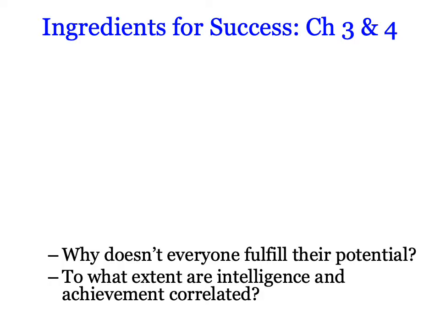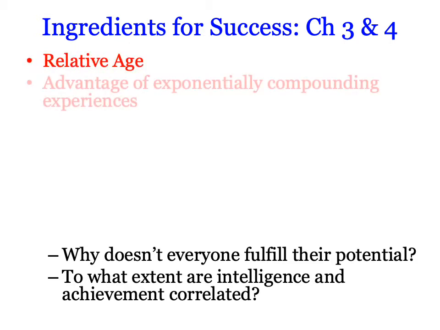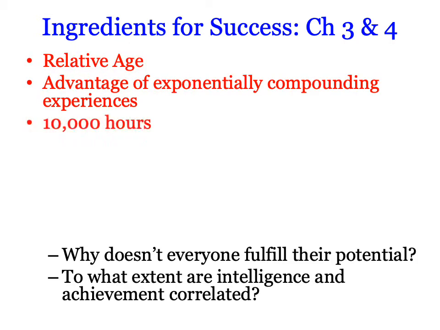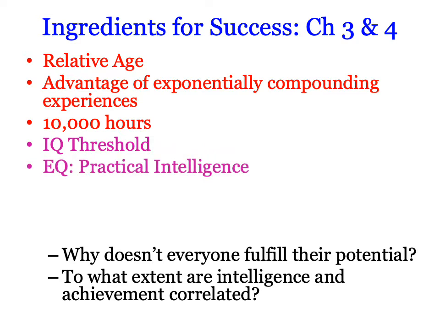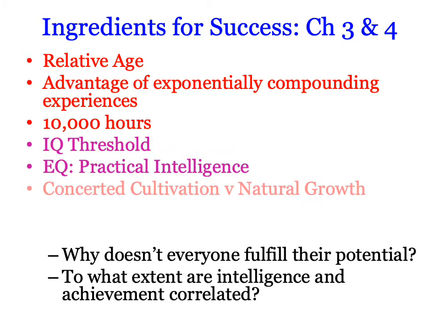Okay, so ladies and gentlemen, we want to appreciate that over the course of the book so far, we've spent a lot of time thinking about relative age, the advantage of exponentially compounding experiences, and the benefits that 10,000 hours of hard work confers. As we look at chapters 3 and 4, which work together as a pair, you can even tell he titles them part 1 and part 2, we're going to be looking at the IQ threshold. We're going to be looking at what EQ, or practical intelligence, does. And we're going to be looking at two different parenting styles, concerted cultivation and natural growth.